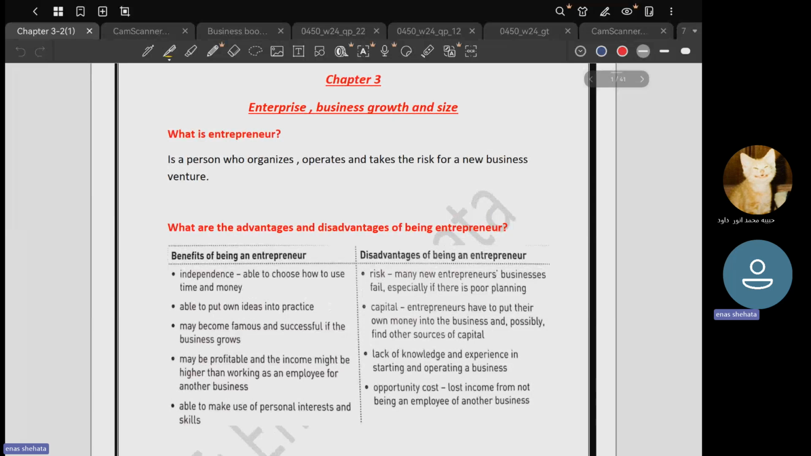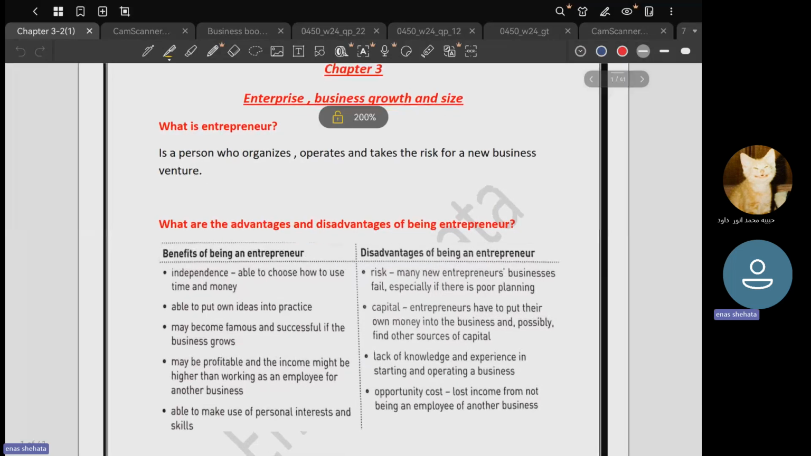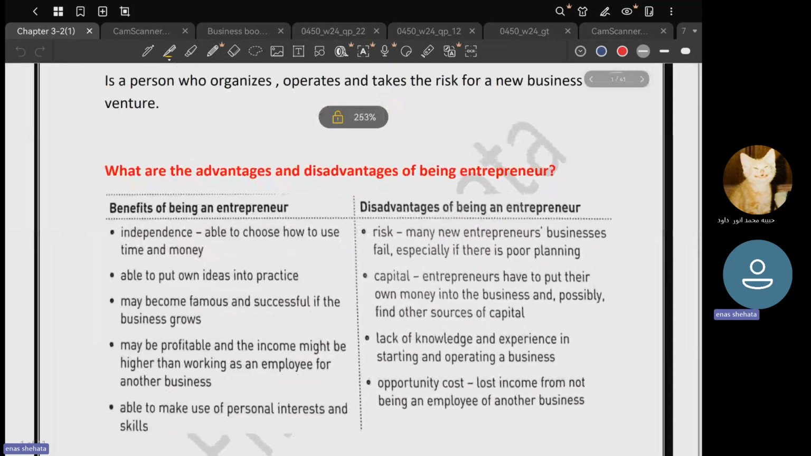But what about the disadvantages? Everything in the world has both sides, advantages and disadvantages. Nothing has advantages only, never. For all things around you, you have both sides, good side and bad side. But what's the disadvantage of being an entrepreneur?